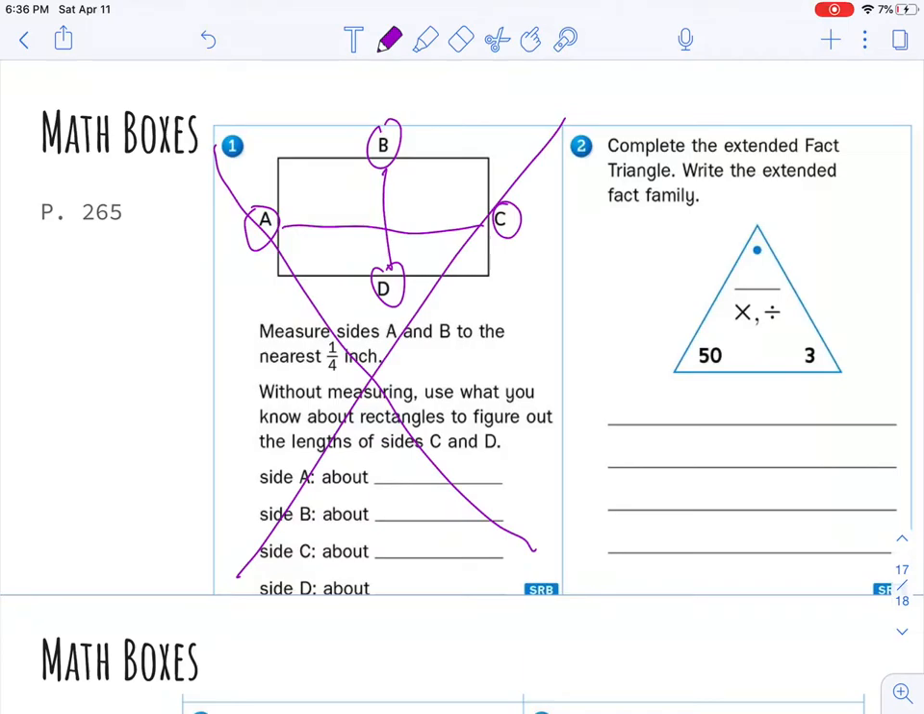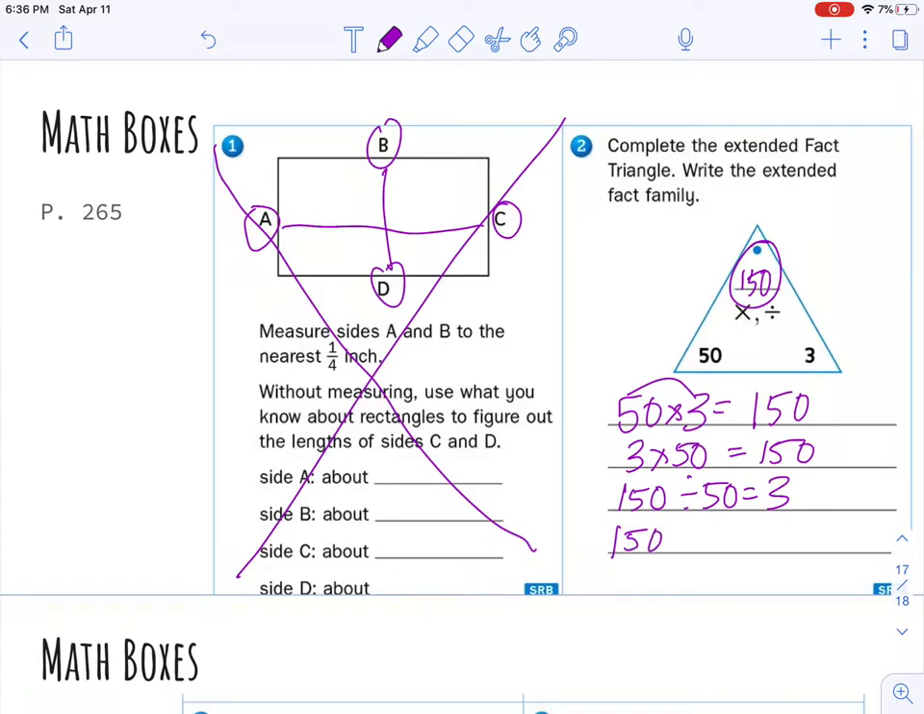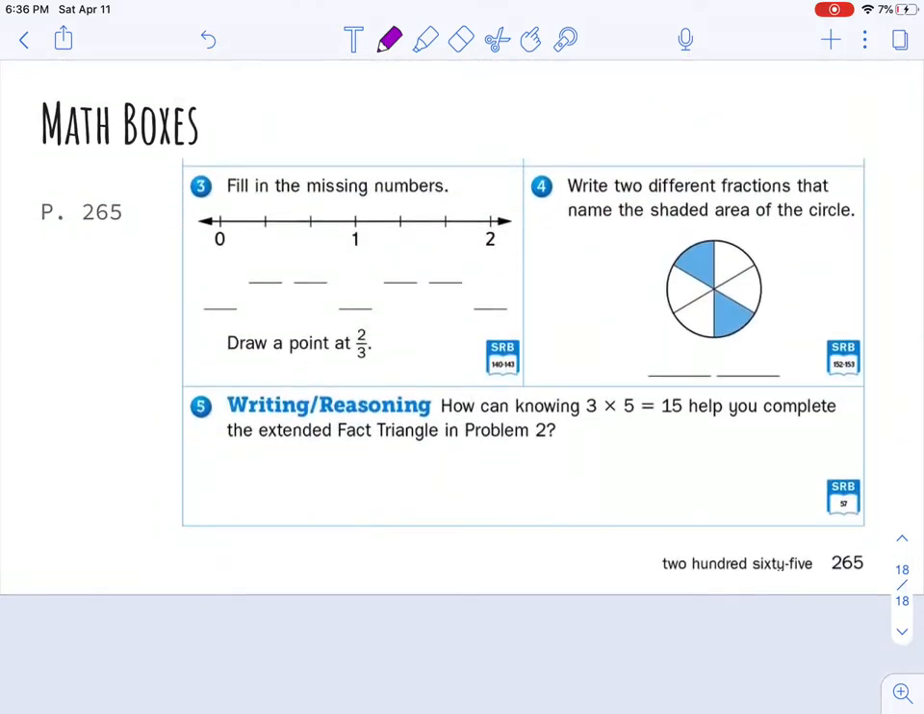All right, complete the extended fact triangle and write the extended fact family. So I have 50 times 3 and I need to figure out what is the answer that goes here. So 5 times 3 is 15 and I add a 0. Now I have my facts for my fact family. So I'm going to go 3 times 50 is 150. And then I'm going to say 150 divided by 50 is 3. And 150 divided by 3 is 50.